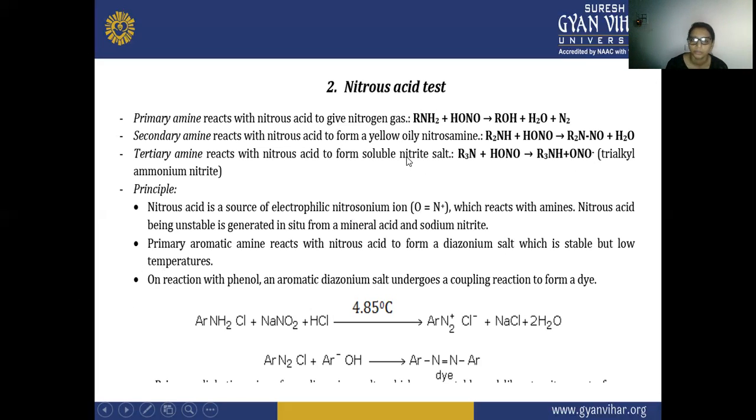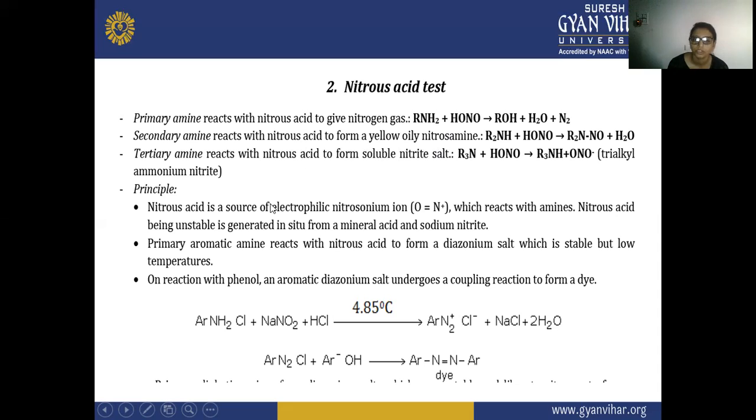So here the soluble nitrite salt is formed in the case of your tertiary amine. So from this nitrous acid test also we can differentiate the primary, secondary, and the tertiary. In the primary, nitrogen gas is evolved, in the secondary, this yellow oily nitrosamine is formed, and in the tertiary, a soluble nitrite salt is formed.